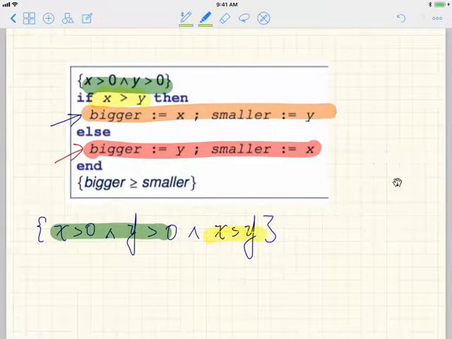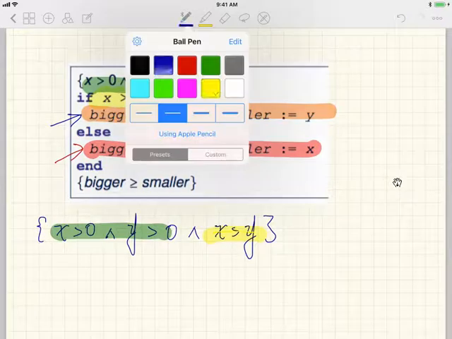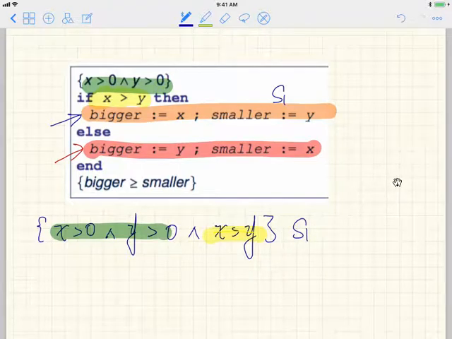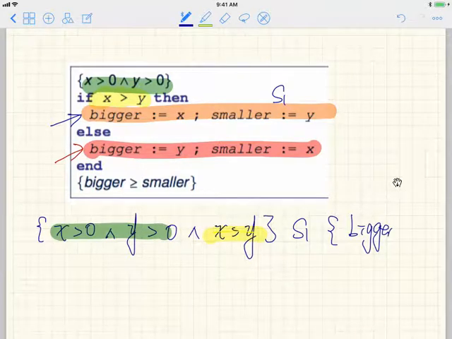And then we try to execute the first part. Let me just call the orange part S1, so I can save some writing. So that means, given this, and I execute S1, I'm going to establish the postcondition, which is bigger, greater than or equal to, smaller. Okay? So that's the first thing I got to prove.